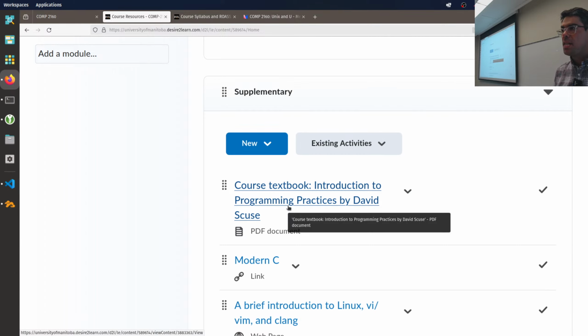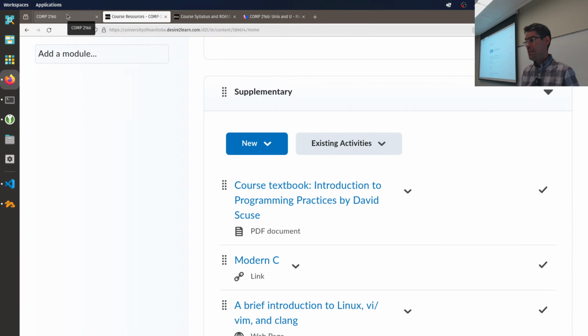This is a free PDF that you can download if you want to print it. Cool, you can print it. It's for your use in this course. Please don't distribute this textbook. This is something for you to use, but it's free and you could take a look at it. It's a little older, but it's still good.